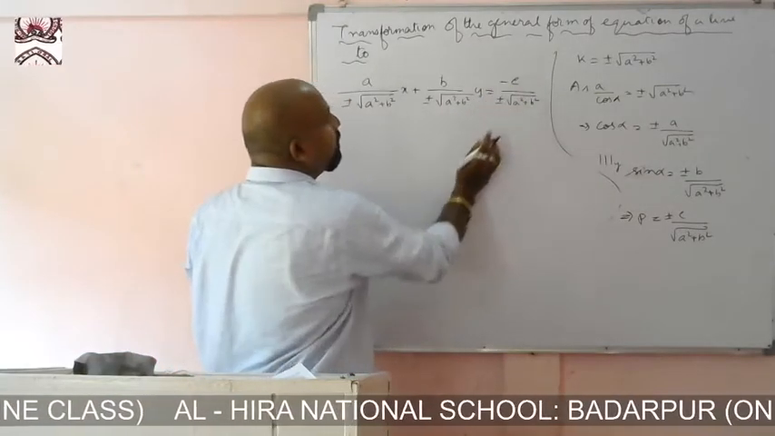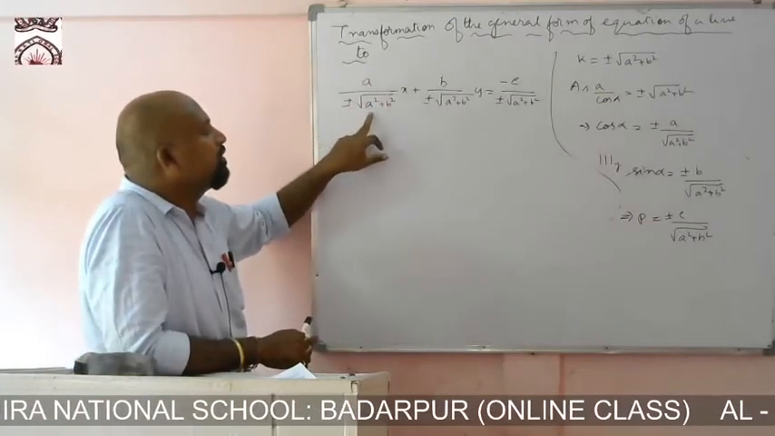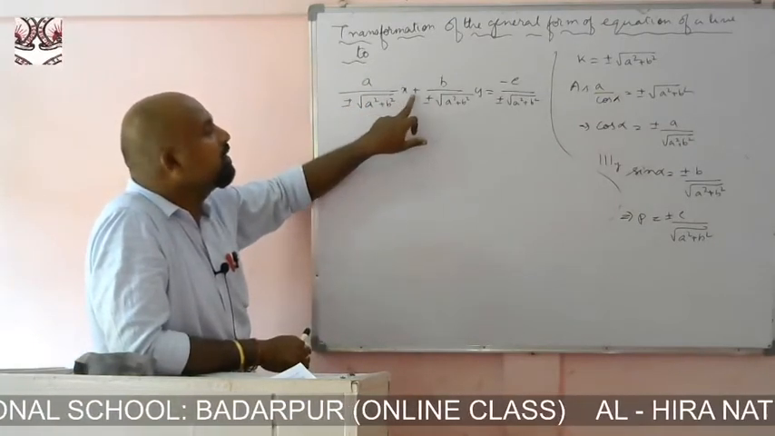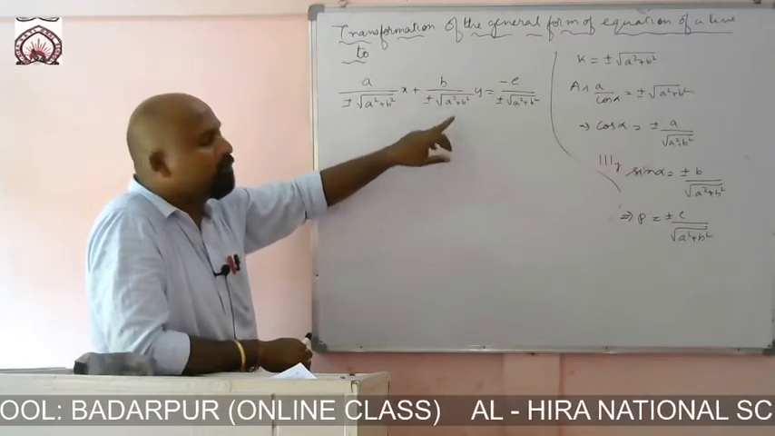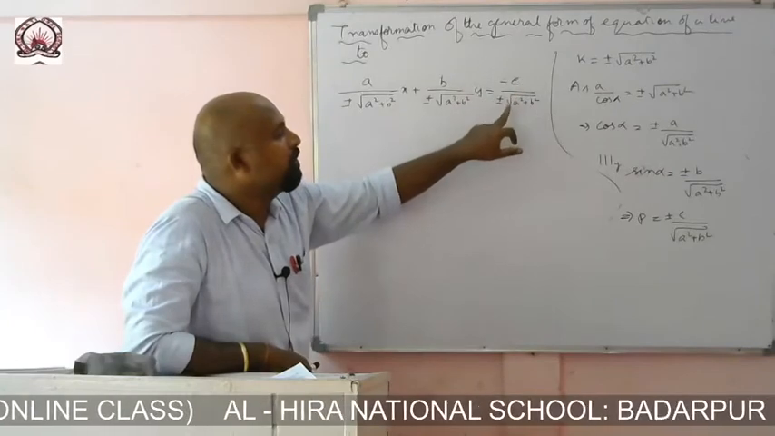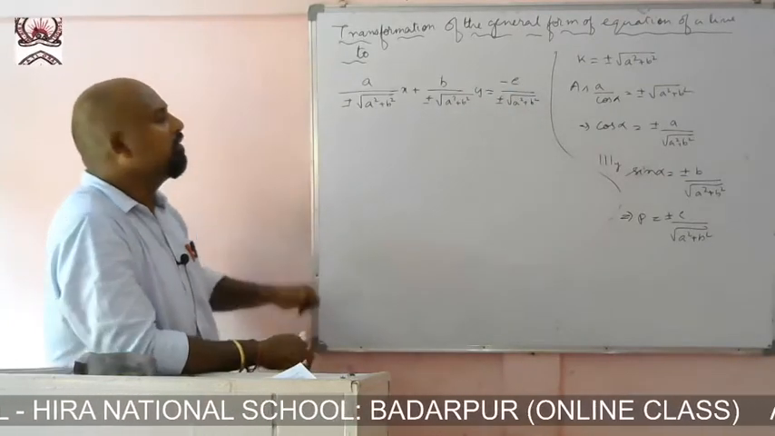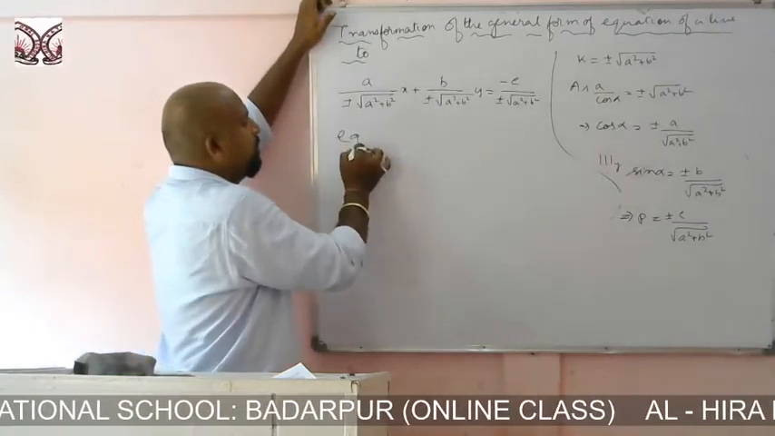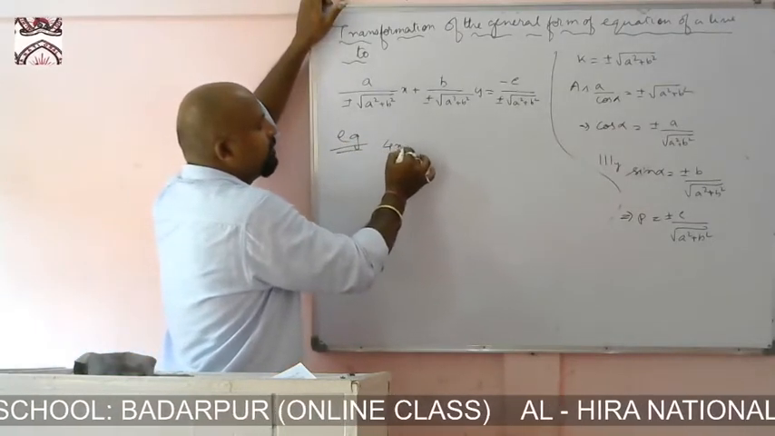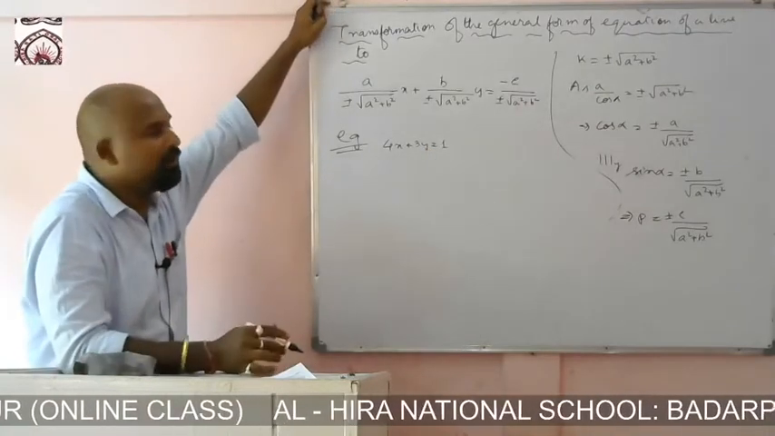Equal to, here it will be minus, we are getting the equation A by plus minus root over of A square plus B square into X plus B by plus minus root over of A square plus B square into Y equal to minus C by plus minus root over of A square plus B square. So if I take an example here, 4x plus 3y equal to 1, this is the equation you have to transform.